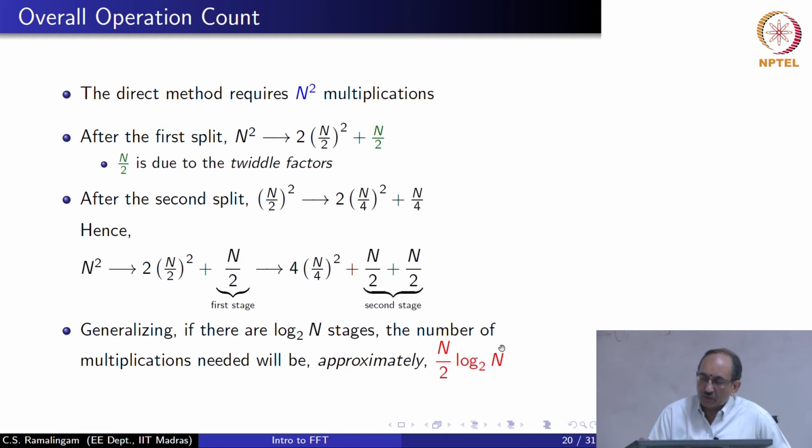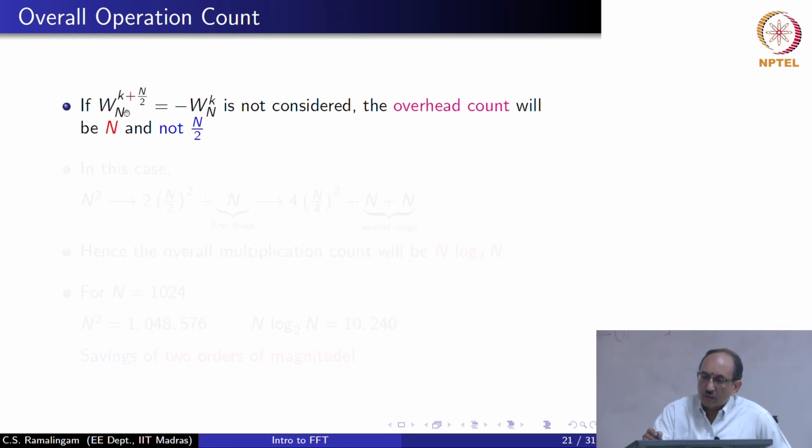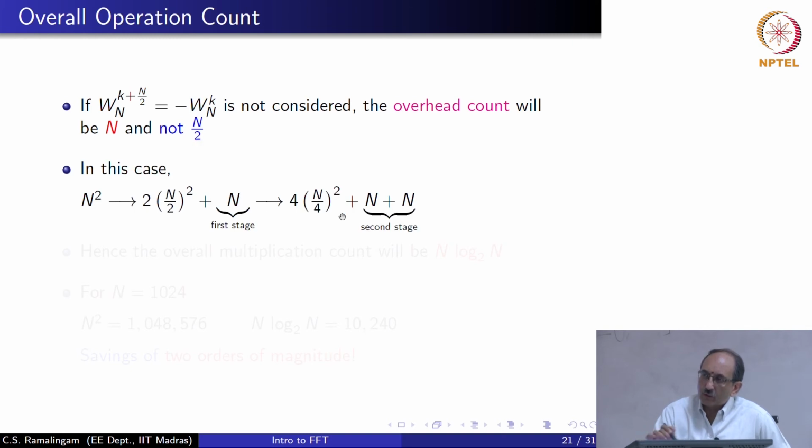And if you had seen the FFT algorithm before, you will find that the order of FFT requires n log n rather than n by 2 log n. To see where that comes from, if you do not realize that k plus n by 2 is really minus w suffix n power k, then the overall overhead count will be n and not n by 2, and hence this is how the progression looks, and hence the overall count will be n log n. This is what typically you will find in the literature.